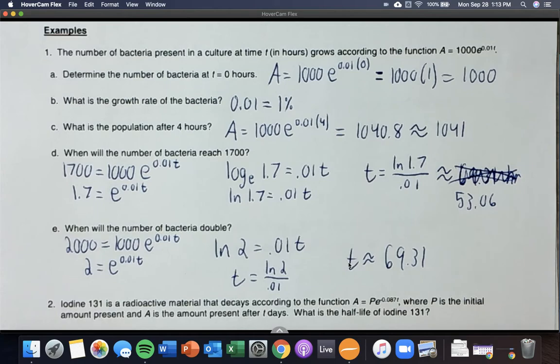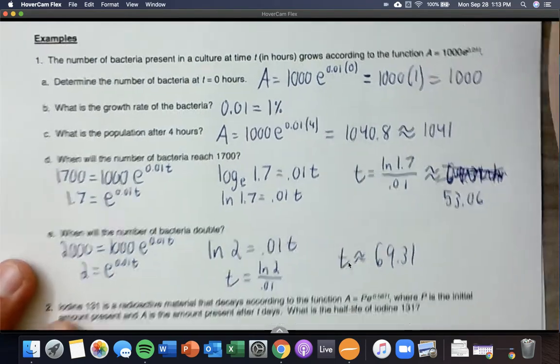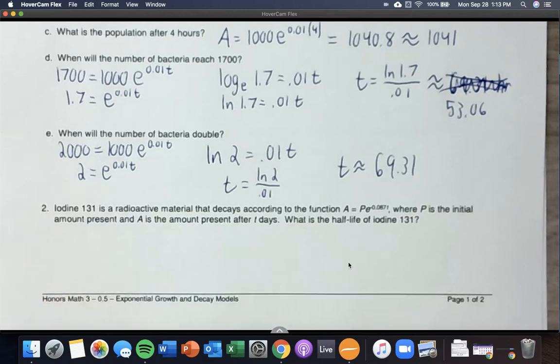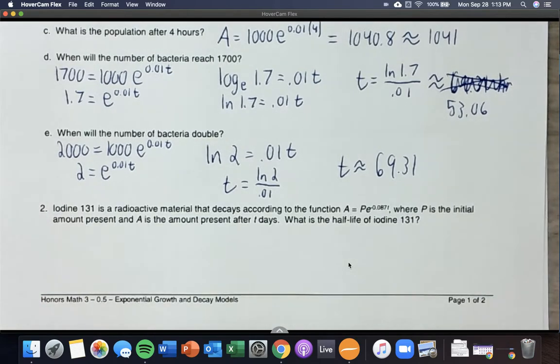So moving on to number 2. It says iodine 131 is a radioactive material that decays according to the function A equals P times e raised to the negative 0.087 t, where P is the initial amount present and A is the amount after t days. It's asking, what is the half-life of iodine 131? Going back to the beginning, remember half-life is the amount of time it takes for a quantity to decay to half of its original amount.